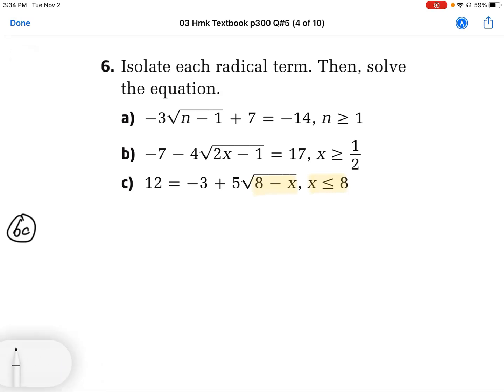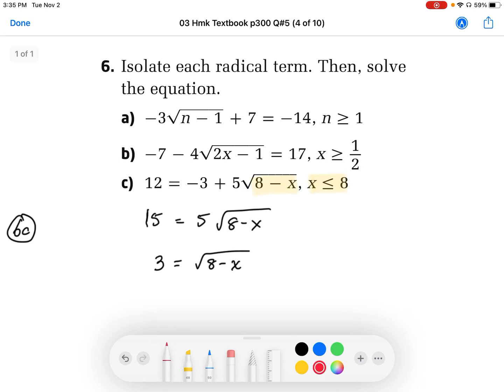So to solve this then, we want to first of all add 3 to both sides to get rid of the minus 3. And then we're going to divide both sides by 5 to get 3 on the left side and isolate the square root on the right-hand side. Now, at this point, when we square, because of the fact that the square and square root are not perfect matches for each other, this introduces a possibility of an extraneous solution. So this is why we have to check for the extraneous solution at the end.